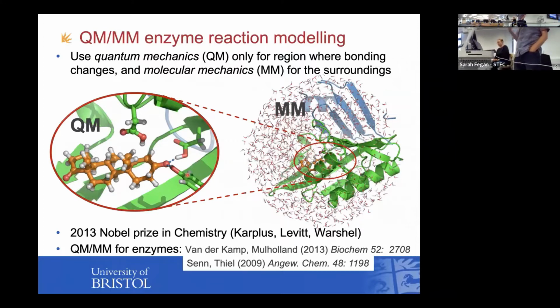This is where the actual bond making and breaking happens, the changes in the electronic structure, and then the rest is treated using molecular mechanics. And we do this mostly for speed, because otherwise these whole enzyme systems would be far too expensive to routinely simulate. So this multiscale way of modeling was essentially what won the Nobel Prize in 2013.